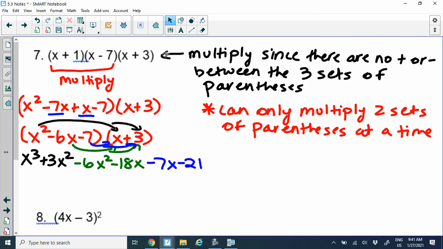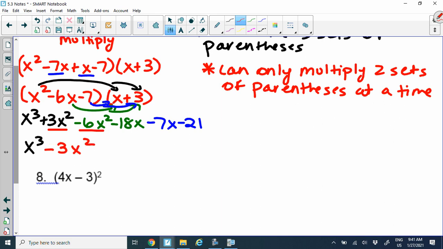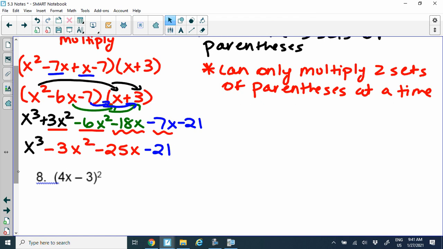Now if you combine like terms, so x cubed, I can't combine that with anything, so it stays x cubed. My 3x squared, I can combine that with my negative 6x squared, so that gives me minus 3x squared. Then my negative 18x and my negative 7x, I can combine that to give me my negative 25x. And then, of course, the minus 21 can't combine with anything else, so I just get that. So then, this would be my final answer here.